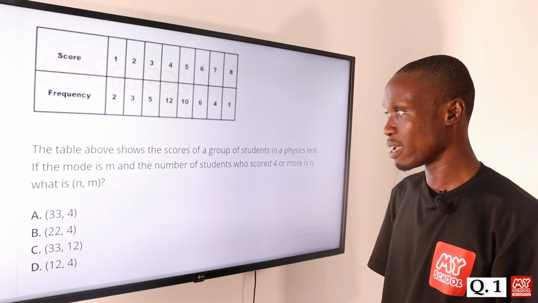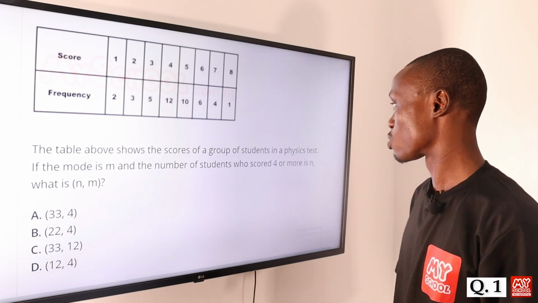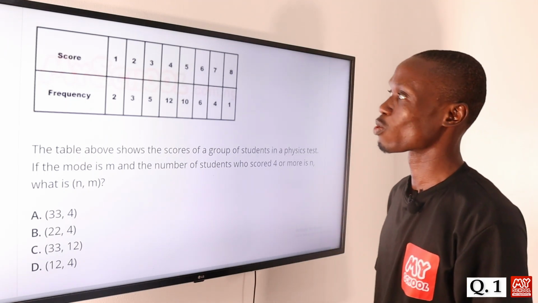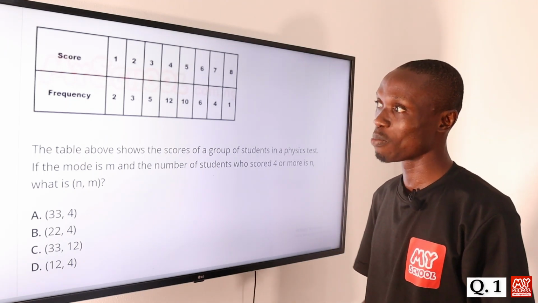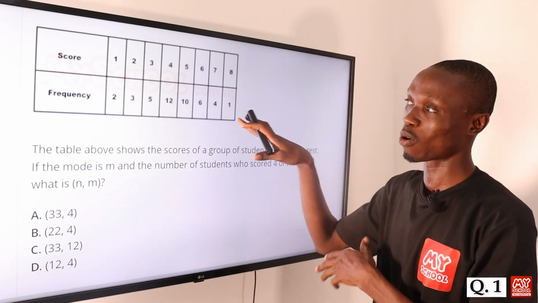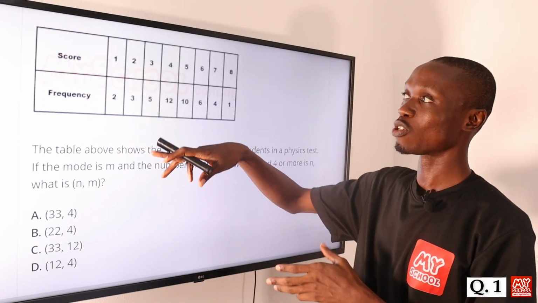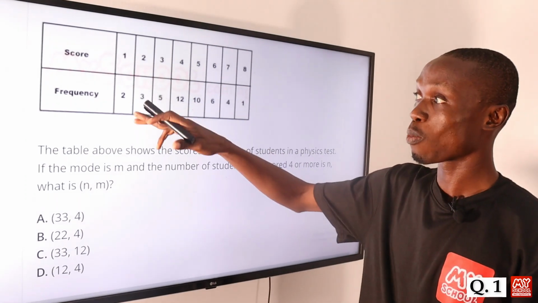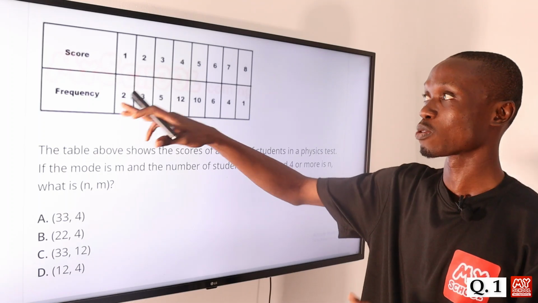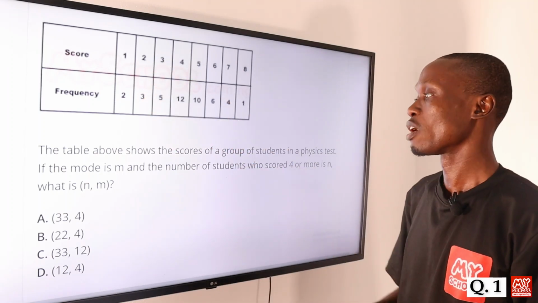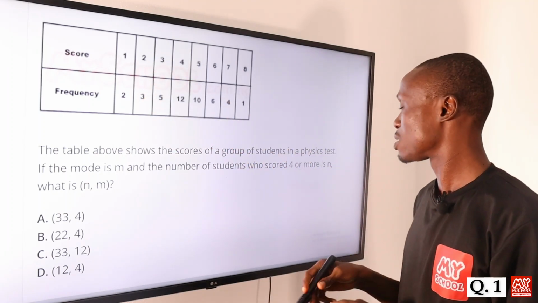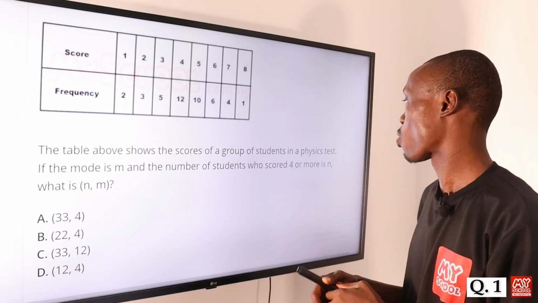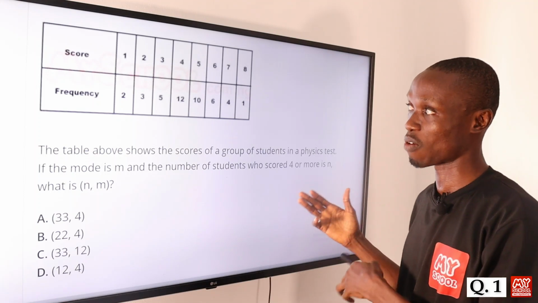Okay, so let's provide an answer to this question. We are told that N represents the number of students who scored 4 or more in the physics test. To do that, our attention will be focused on the frequency, because the frequency represents the number of students who got a particular score. For example, the number of students who scored 1 is 2, the number of students who scored 2 is 3. So for N, we'll be focusing on the frequency. Here they said the number of students who scored 4 or more, so we are going to start from 4.